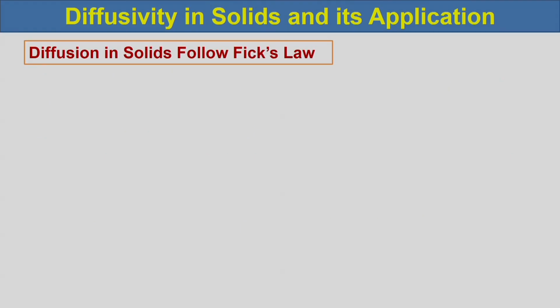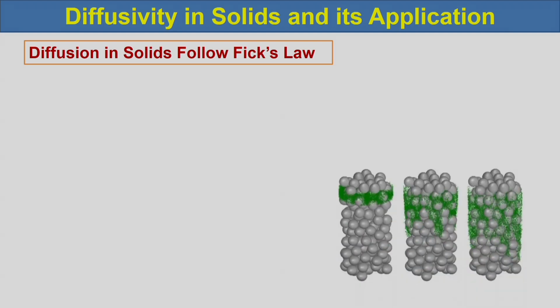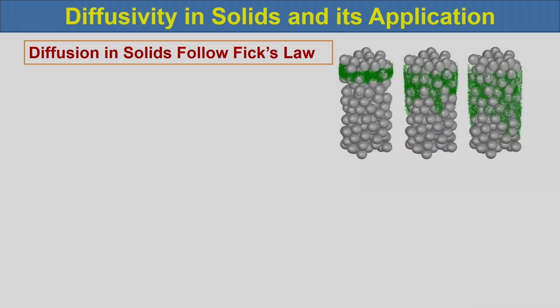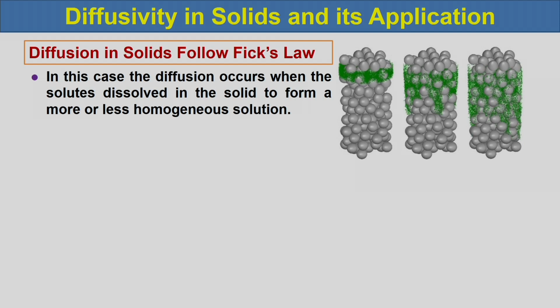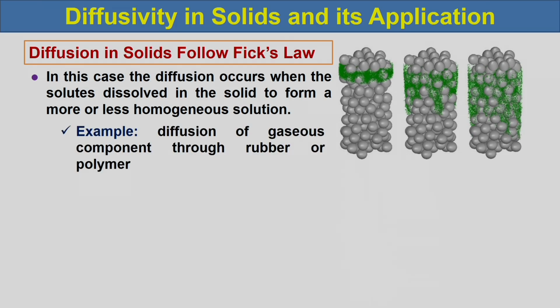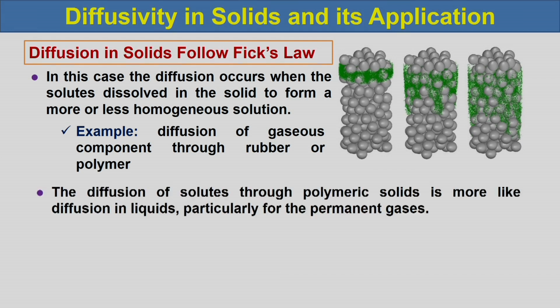Now, the first one, diffusion in solids following Fick's law. In this case the diffusion occurs when the solutes dissolve in the solid to form a more or less homogeneous solution. For example, diffusion of a gaseous component through rubber or polymer. It diffuses into the polymer and makes an almost homogeneous solution. The diffusion of solutes through polymeric solids is more like diffusion in liquids, particularly for permanent gases.